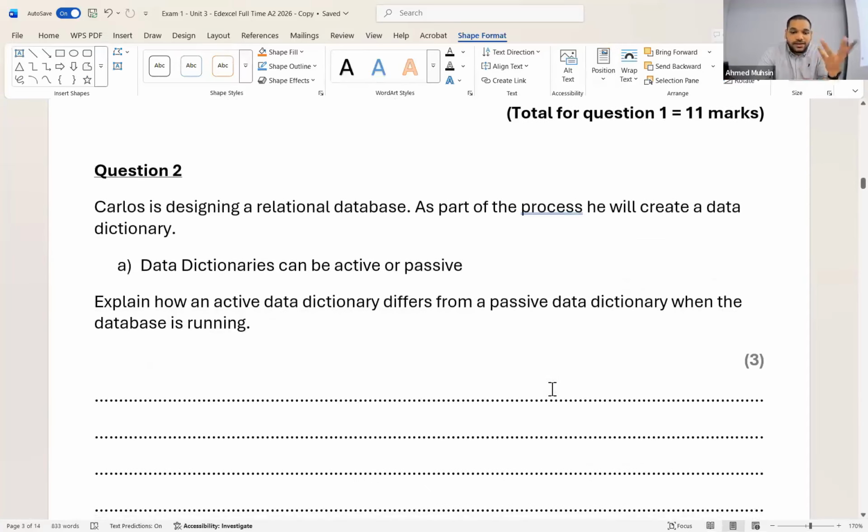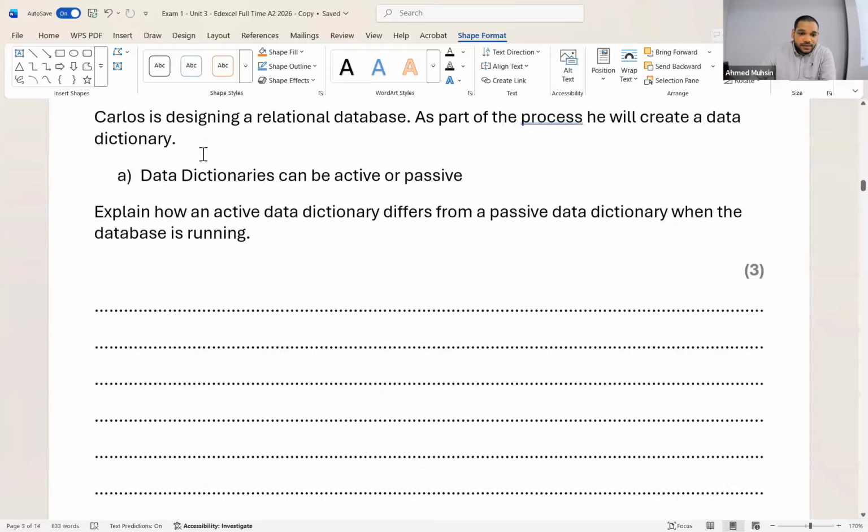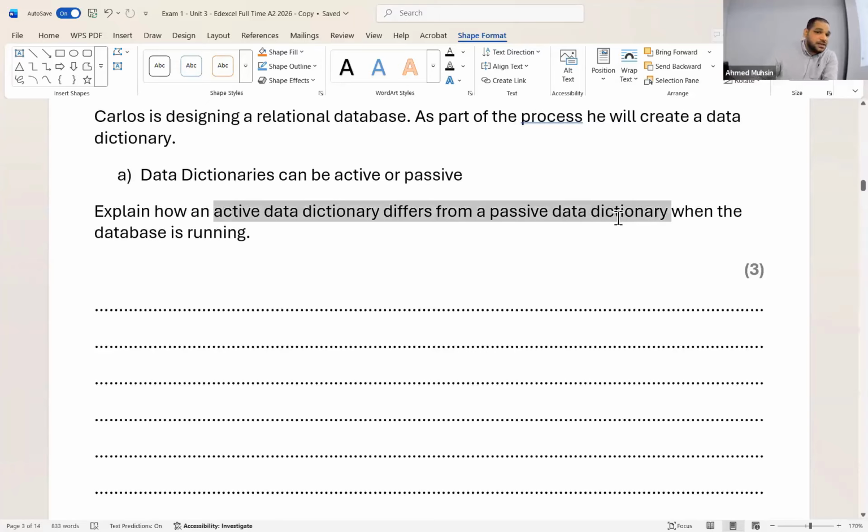Carlos is designing a relational database. As part of the process, he will create a data dictionary. You have two types of data dictionaries, an active one and a passive one. Explain how an active data dictionary differs from a passive data dictionary when the database is running. Everybody, can you all break down this question? First, what are they asking you? How is an active data dictionary different from a passive data dictionary?